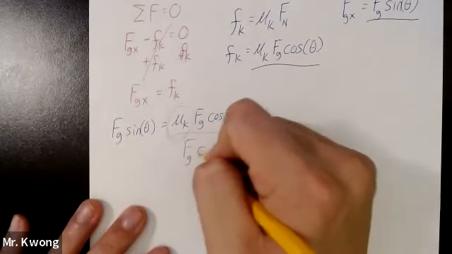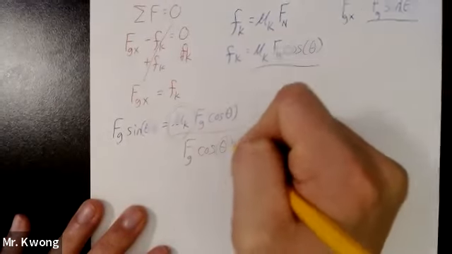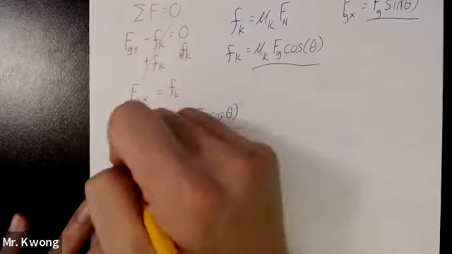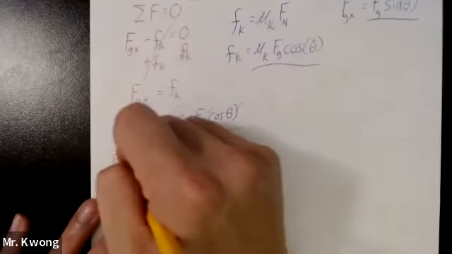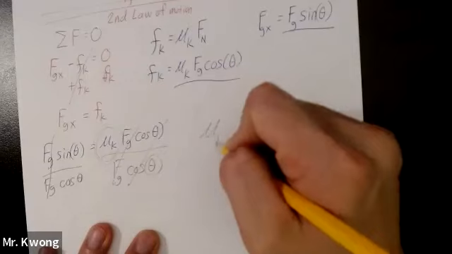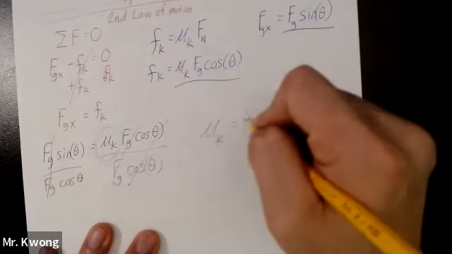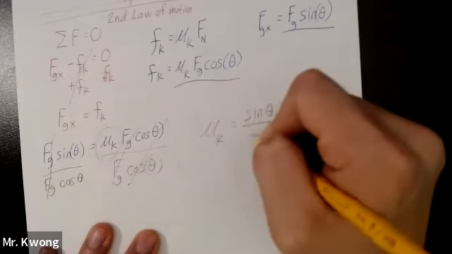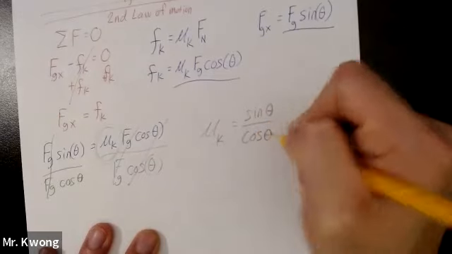You have the force of gravity times the cosine of theta. That cancels. Force of gravity, cosine of theta. That cancels. And we end up with the coefficient of kinetic friction is equal to the sine of the angle divided by the cosine of the angle.